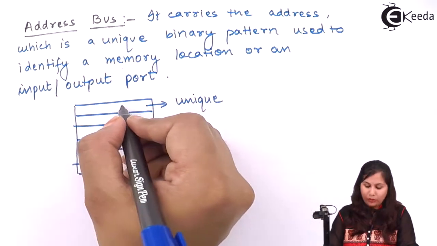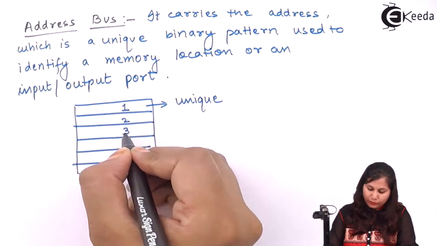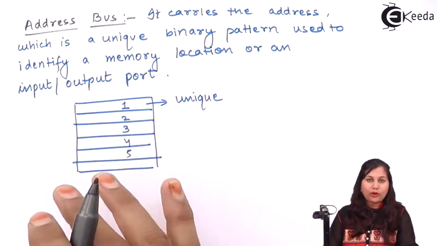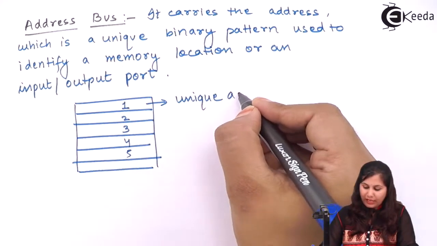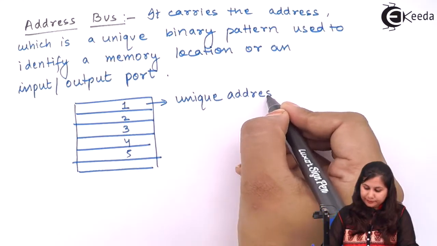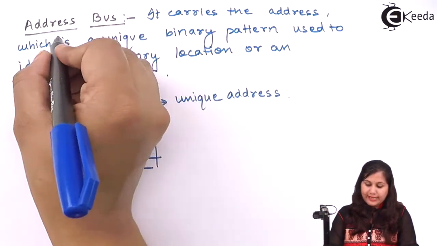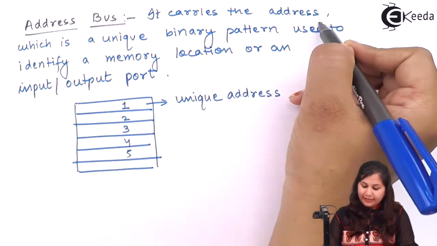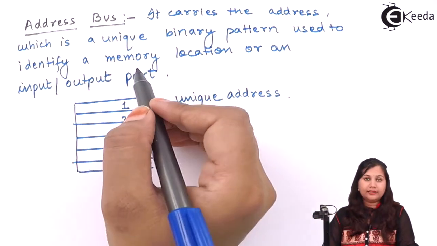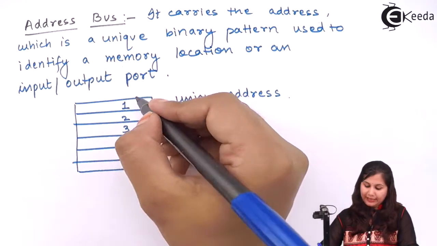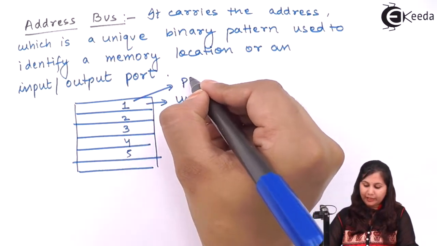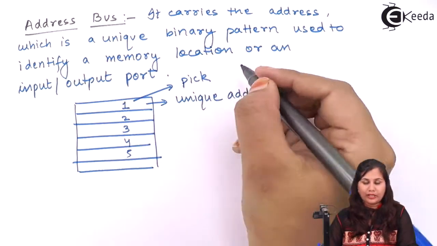Suppose this is memory location number 1, 2, 3, 4, 5, and so on. We have different types of memory locations, and each memory location will have a unique address. This address bus will carry that address, so that the microprocessor can identify a memory location and pick up the data from that memory location.